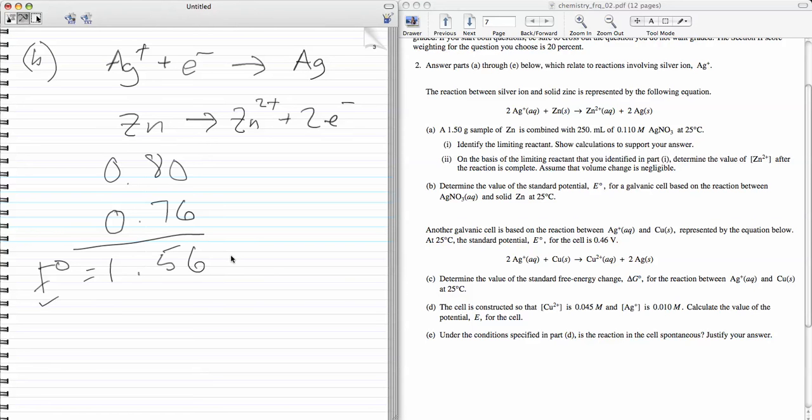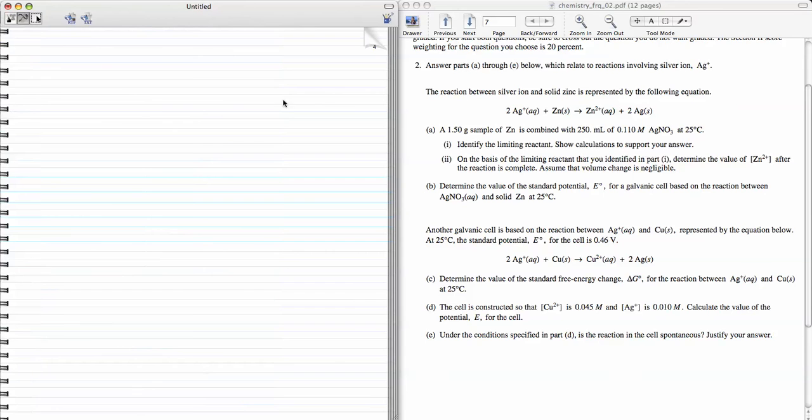Okay, and the only thing cut me off there before I could put the units there, so we should have our units there, which is going to be volts. Okay, let's take a look at the next part, and what we have here is a different galvanic cell. So they're giving us E.